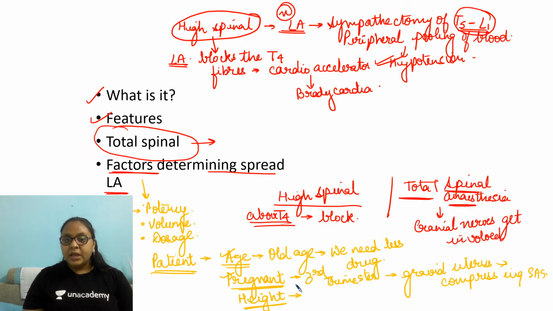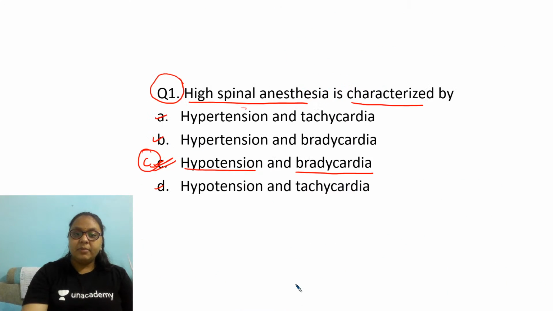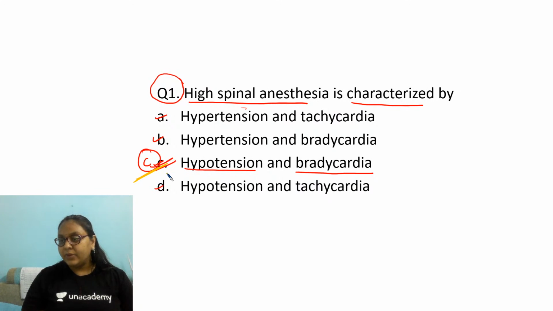Is it clear? So what is high spinal? High spinal में क्या होगा, if the cardioaccelerator fibers are also lost, so therefore there will be bradycardia and hypotension, and therefore C is the answer. Is it clear? Any doubts in this question? And in spinal anesthesia, because of the peripheral pooling of the blood, there will be hypotension.